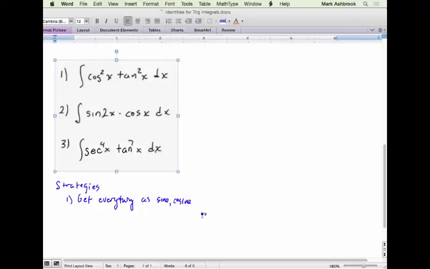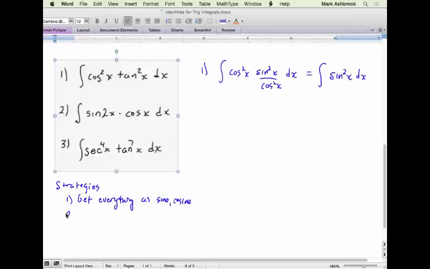Okay, this particular strategy works very well on number one. So for number one, how can we turn everything into sine or cosine? We already have cosine squared. Tangent squared is sine squared over cosine squared. And lo and behold, we have a very nice simplification there. This integral just becomes sine squared.